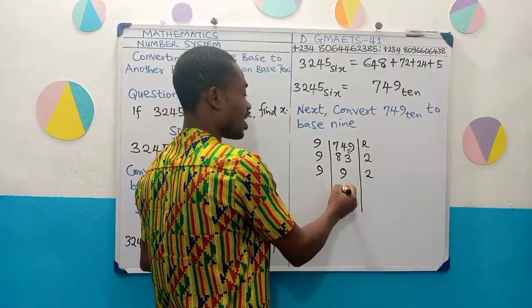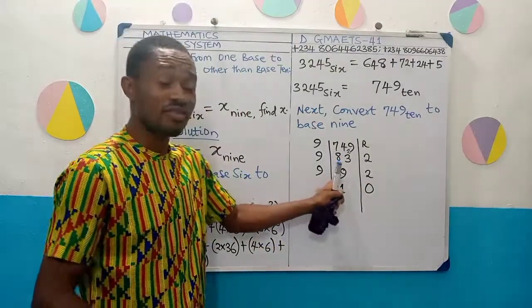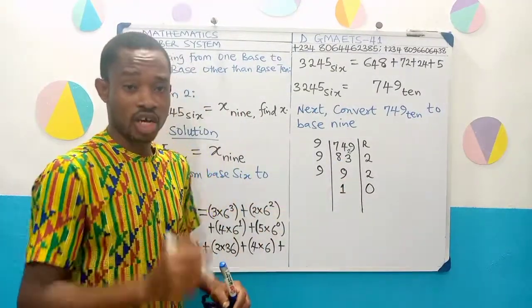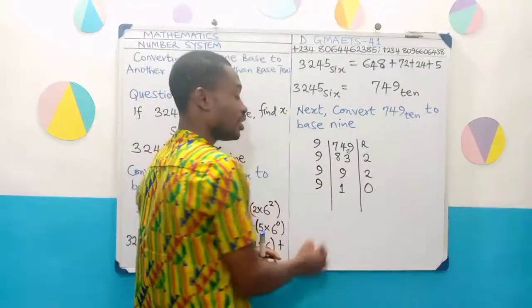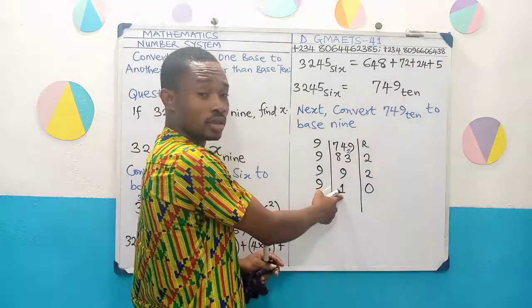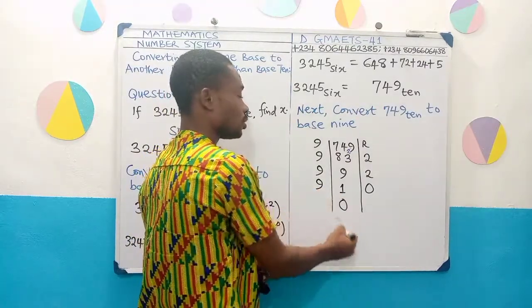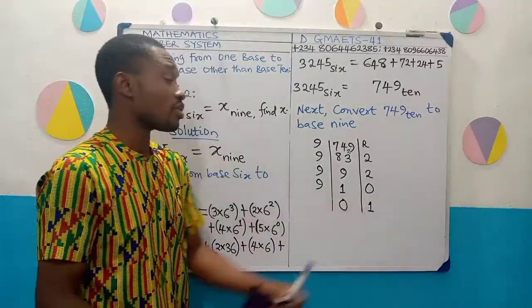9 can divide 9 1 time. There will be no remainder. So you put remainder 0. 9 can divide 9 completely 1 time. No remainder, so you put 0 here. Again, you have 1 divided by 9. Can 9 divide 1? No. So it will be 0. Remainder will still be what? 1. This one you transfer it as a remainder.